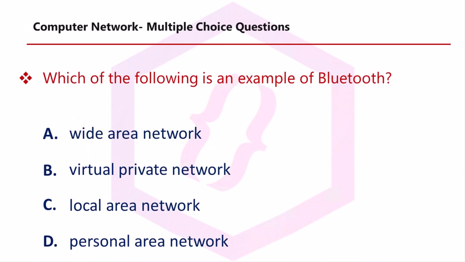Which of the following is an example of Bluetooth? Option A, wide area network. Option B, virtual private network. Option C, local area network. Option D, personal area network. The correct answer is option D, personal area network.